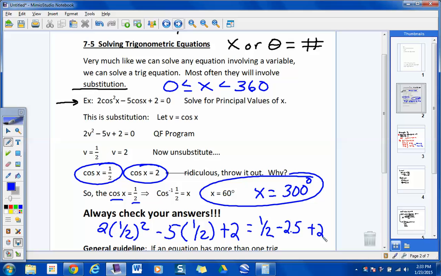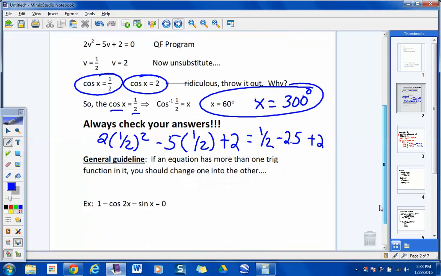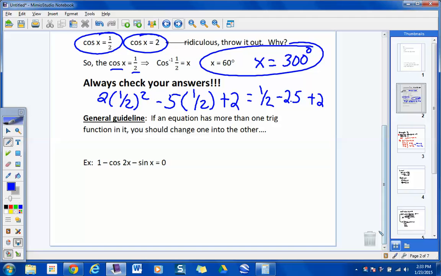Down below there's a general guideline. It says if an equation has more than one trig function in it, you should try to change it into what? One or the other. Now, again, I'm going to tell you this. Don't lose sight of some of the addition and subtraction identities that we had, or sum and difference identities. Don't lose sight of the double angle identities and the half angle identities. You might still need to refer to those previous sections.